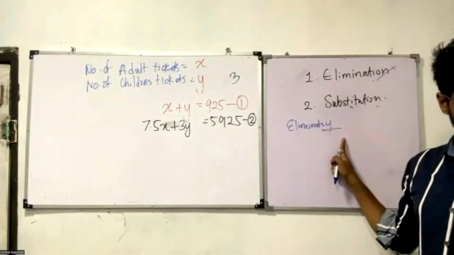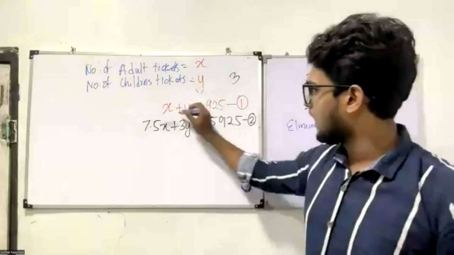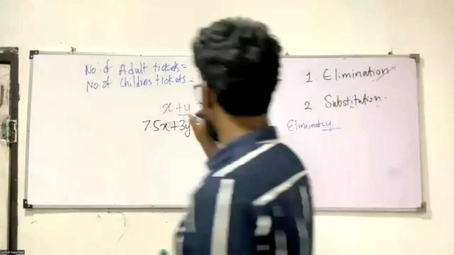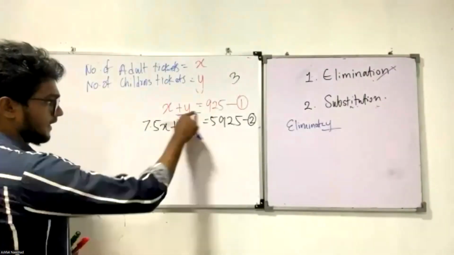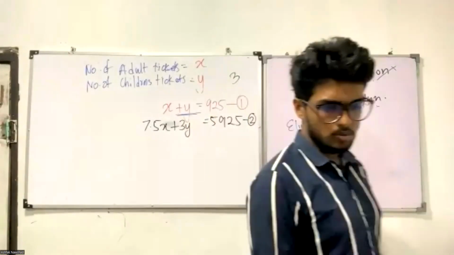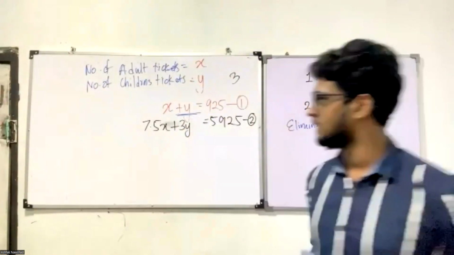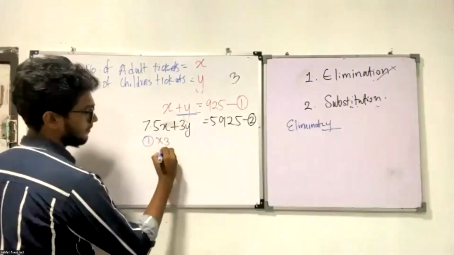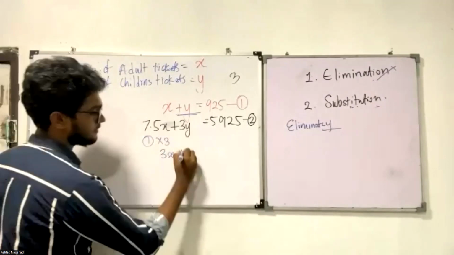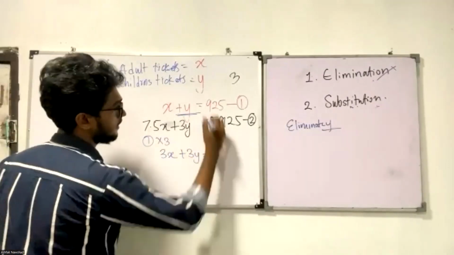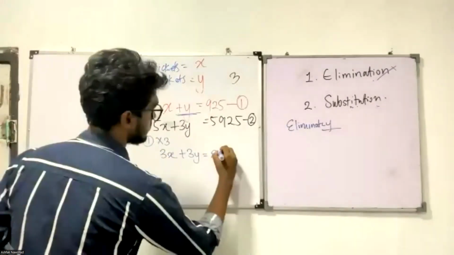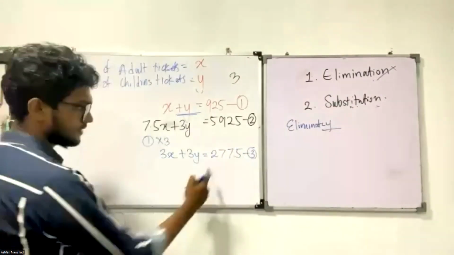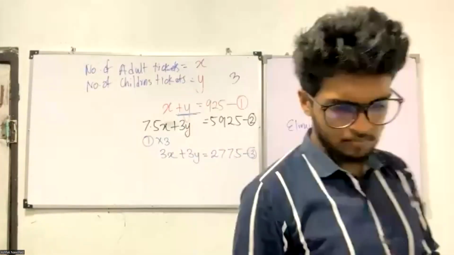In order to eliminate y, I must make this y into 3y. So I can multiply the first equation by 3, and I'm left with 3x. 3 times x is 3x, 3 times y is 3y, and 3 times 925 is 2775, if I am not wrong. Is that the value, right? 2775.